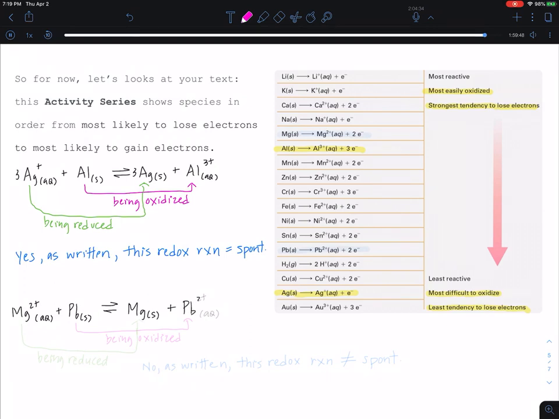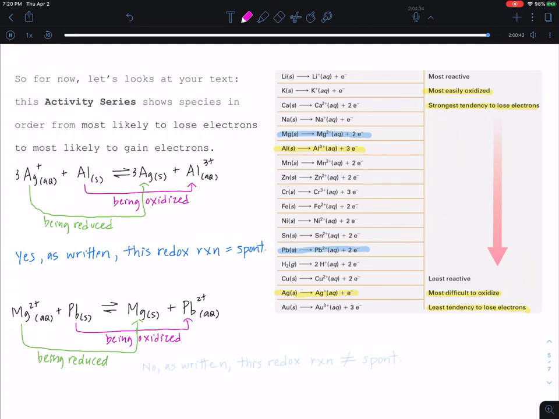So first of all, is this a redox reaction? Yep. Is it likely to happen? Well, let's look. What's being oxidized here? Lead. What's being reduced? Magnesium. Then you look at the chart. Let's find these guys. I see there's the magnesium and there's the lead. So it looks like the magnesium is more likely to be oxidized, right? So solid magnesium is more likely to be oxidized than solid lead, according to this activity series.